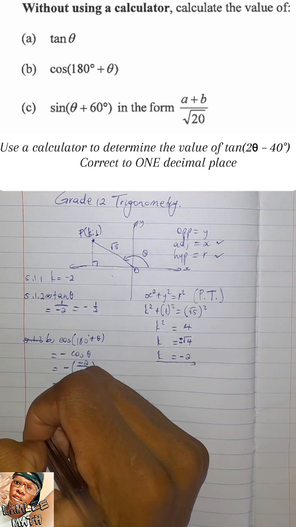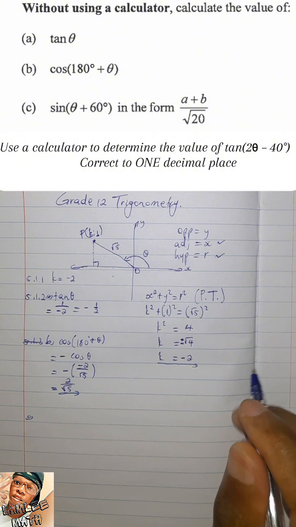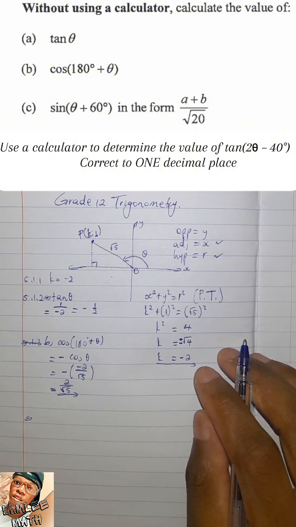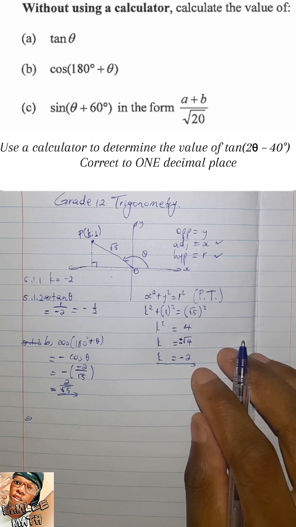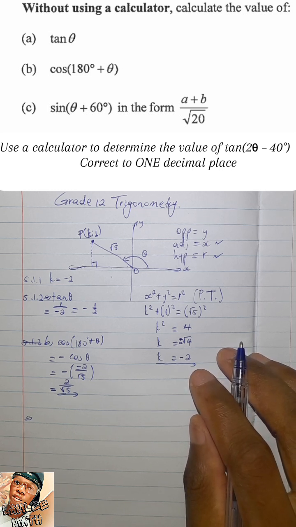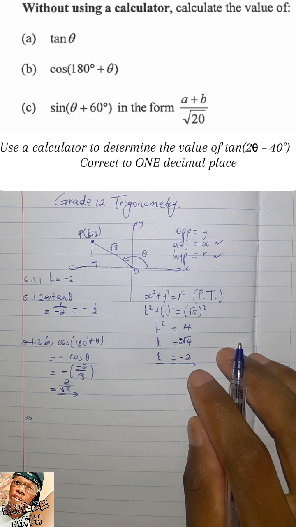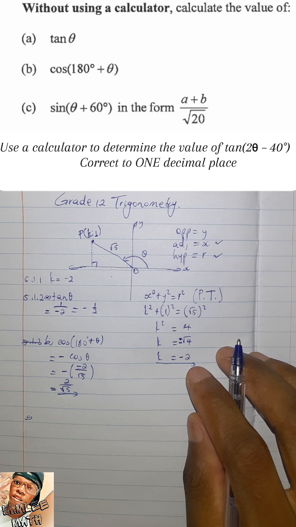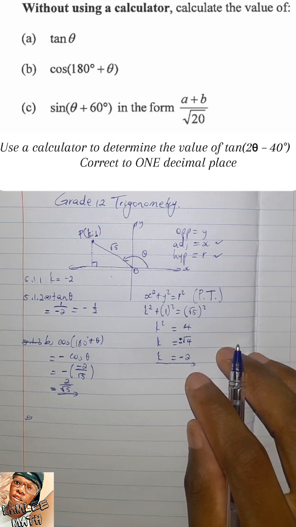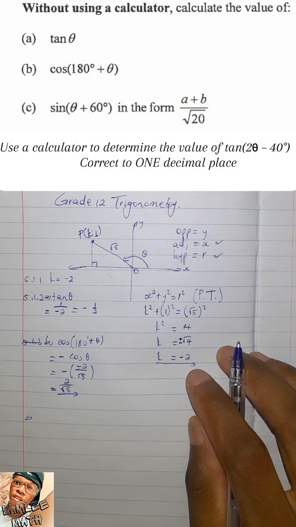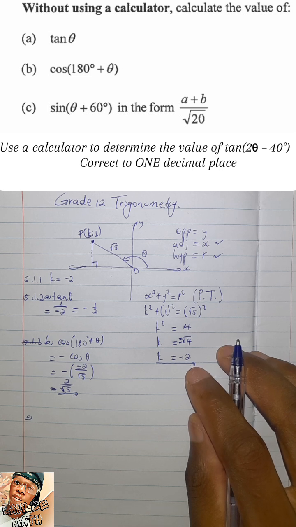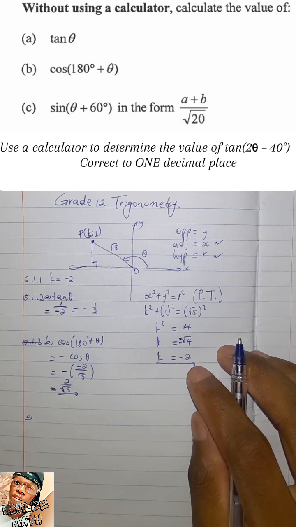Okay, the next question, C. They're saying calculate the value of sine of theta plus 60 degrees in the form (a plus b) divided by √20. This is the first time I've ever attempted a question like this, so I don't know what to expect. But I think we're just going to utilize the compound angle. I'm not sure about that, but hopefully it is, and I'm going to be able to ultimately find the answer that they are looking for.